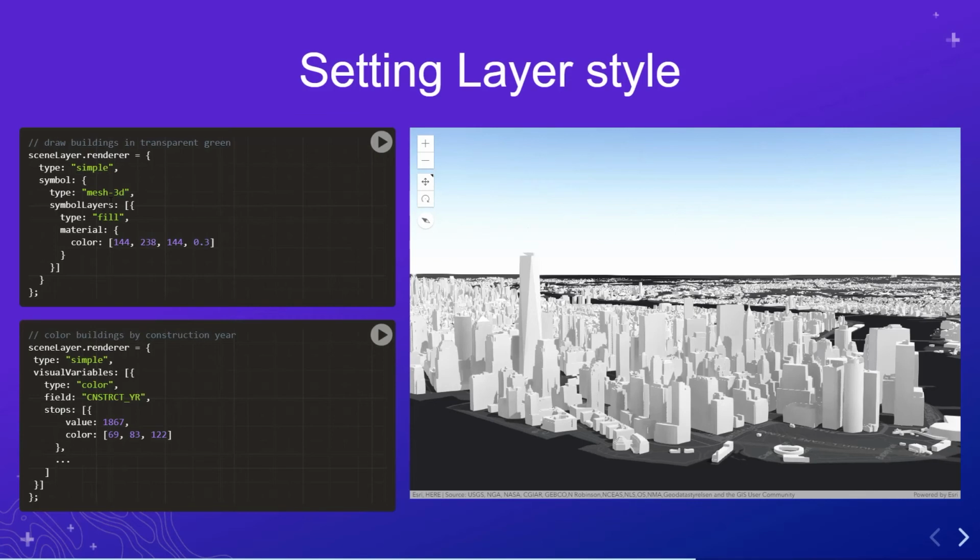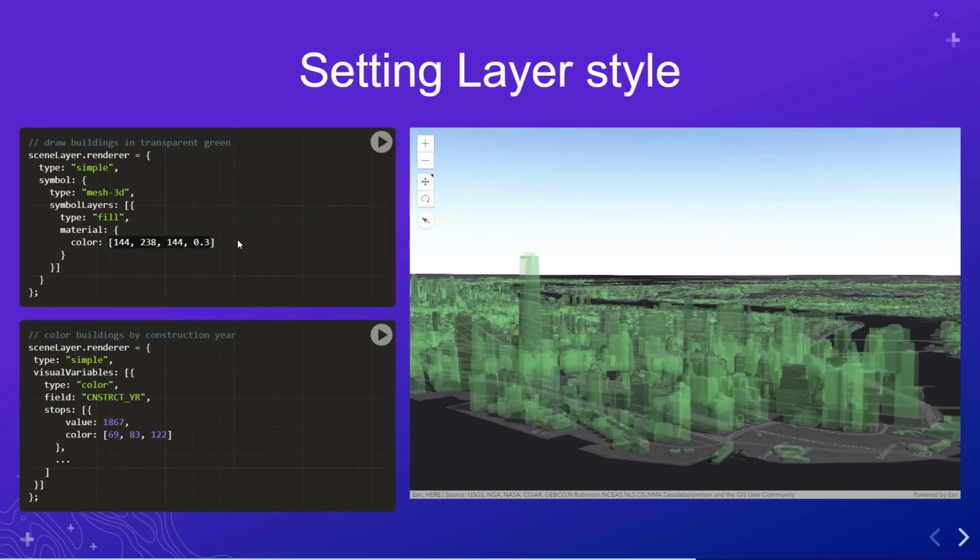And it's a mesh symbol because we're dealing with mesh data, and we just fill the mesh area with a specific color. Let's do that. See how it looks like. So we fill it with a greenish transparent symbol.